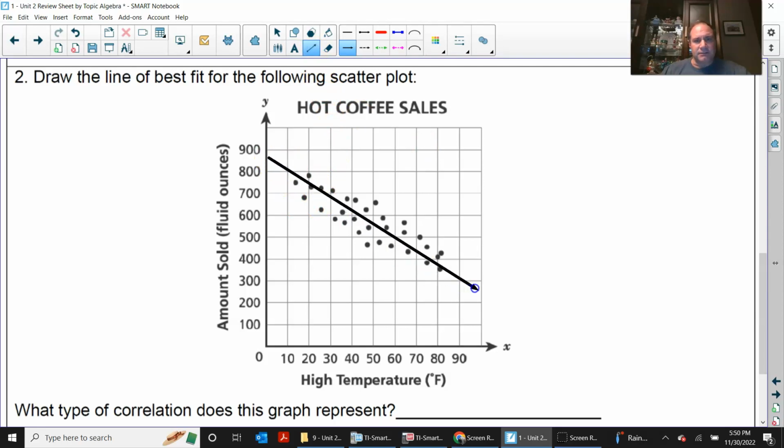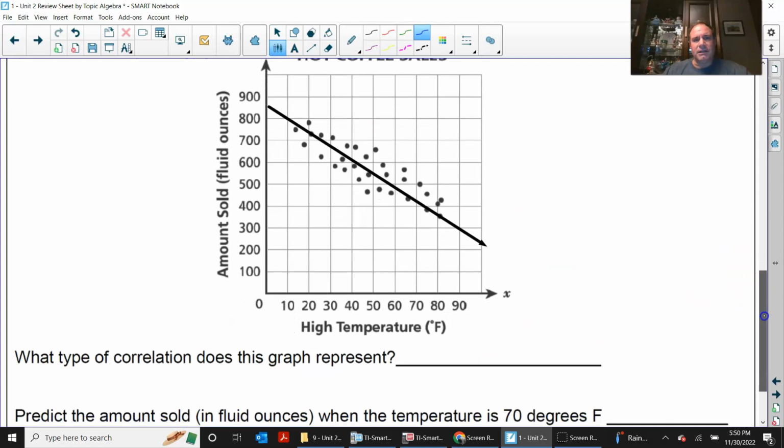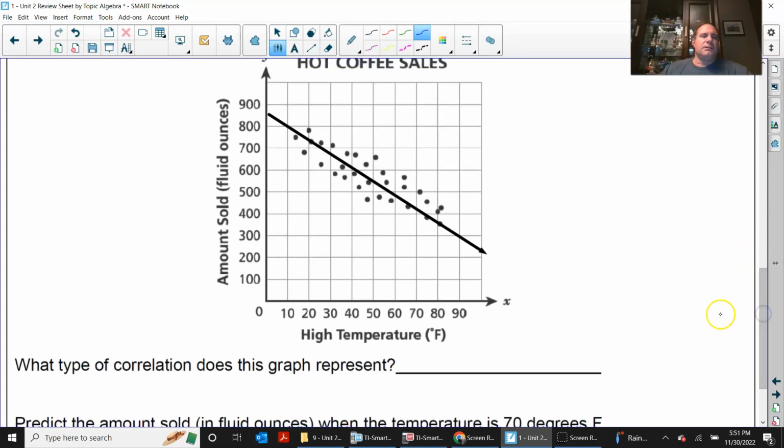And that's nice. This is the same one, so I already did it up there. All right, what type of correlation does this graph represent? So this is a negative. So we're going to just kind of put down, it's definitely linear.